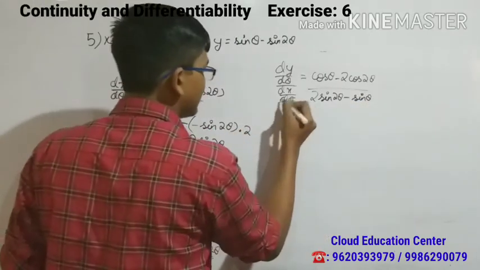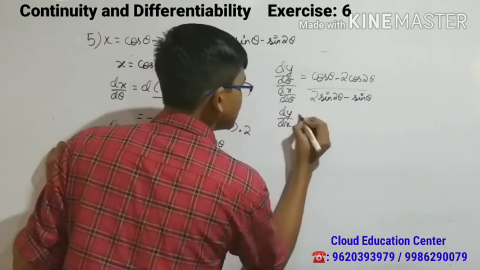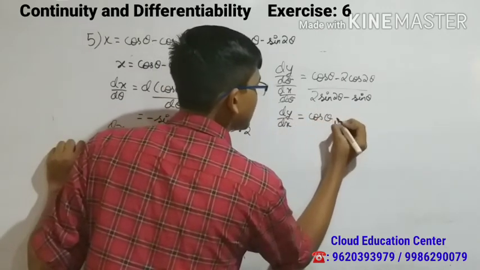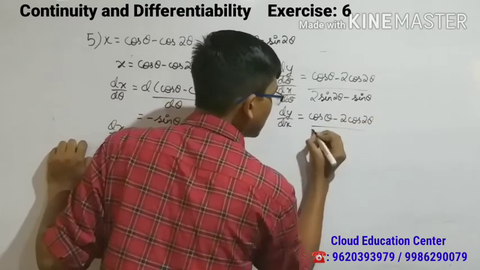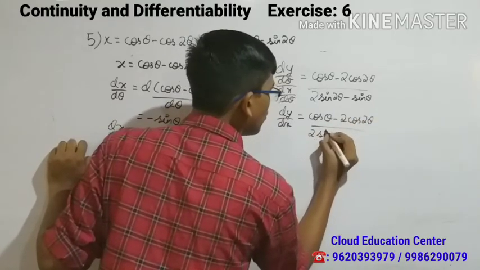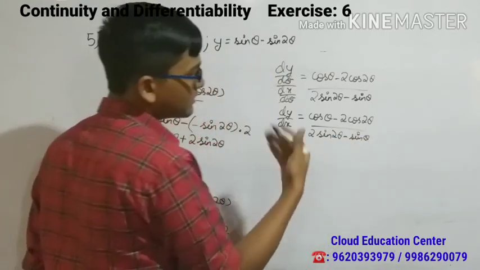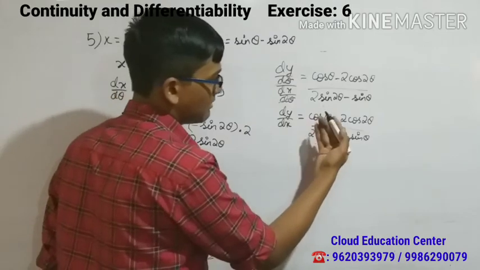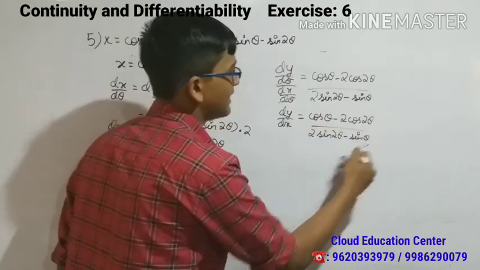So now let's cancel d theta. So we get dy by dx is equal to cos theta minus 2 cos 2 theta whole divided by 2 sin 2 theta minus sin theta. So this is the answer. dy by dx is equal to cos theta minus 2 cos 2 theta by 2 sin 2 theta minus sin theta.